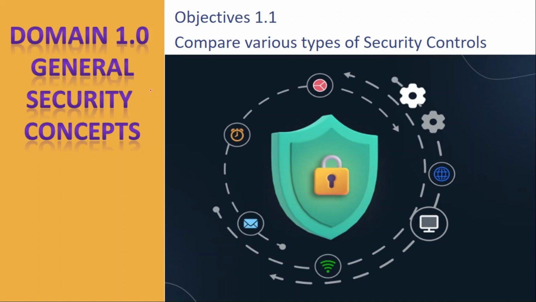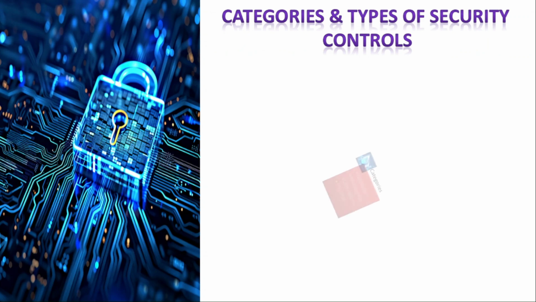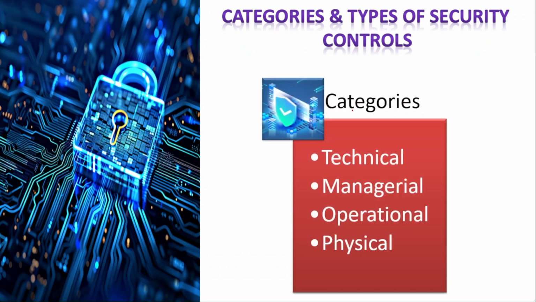So let's dive into domain 1, that is general security concepts, and objective 1.1 is compare various types of security controls. So first let's explore the categories of security controls. There are 4 main categories, and these are technical, managerial, operational and physical. We will see the examples as well as definitions of these categories in a moment.